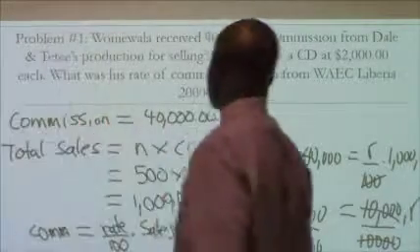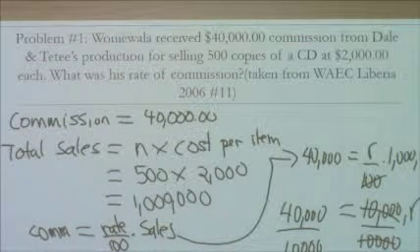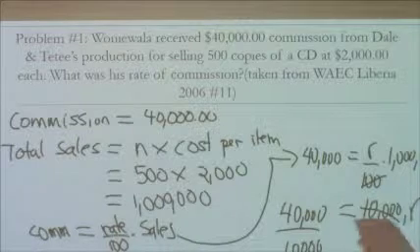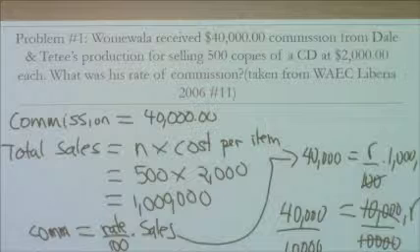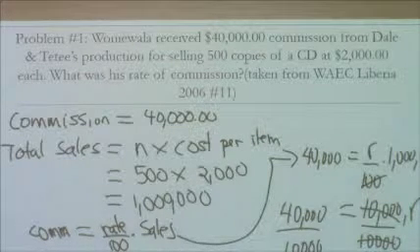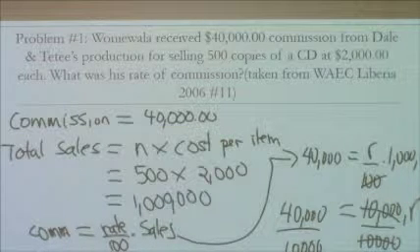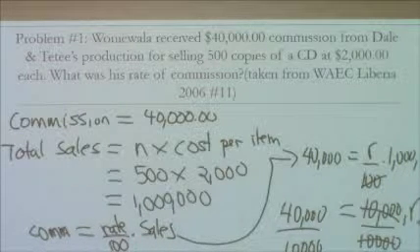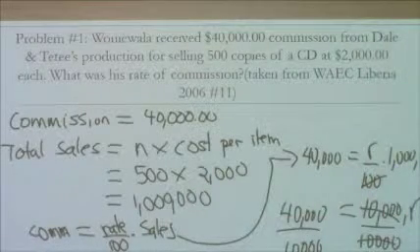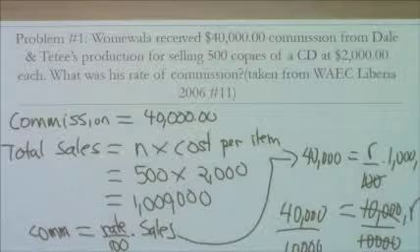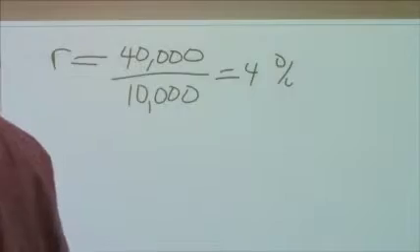So again, I did not go over this. The problem was taken from WAEC Liberia 2006. It was number 11. Again, let me just go over this problem quickly. The commission received was 40,000. 500 copies of the CD were sold, very expensive CDs, for 2,000 each. So you multiply 500 by 2,000. You have the total amount of sales, which is 1 million. And then you use the commission formula, and you'll be able to find that the rate of commission here was 4%.